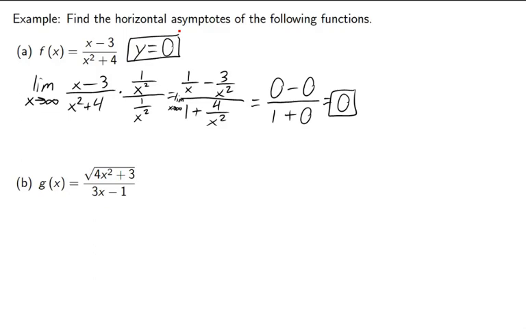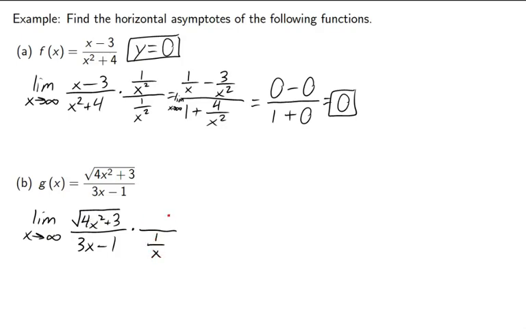Next example. We're going to again take the limit as x approaches infinity of this function, square root of 4x squared plus 3 over 3x minus 1. The question that we have to ask ourselves is, what are we going to multiply the top and bottom by? Again, it needs to be 1 over the highest power. But what is the highest power? In this one, it's just x to the 1. But in this one, it's the x squared under the square root. But if you think about it, the square root of x squared really is just x. So I'm just going to use x for my power.